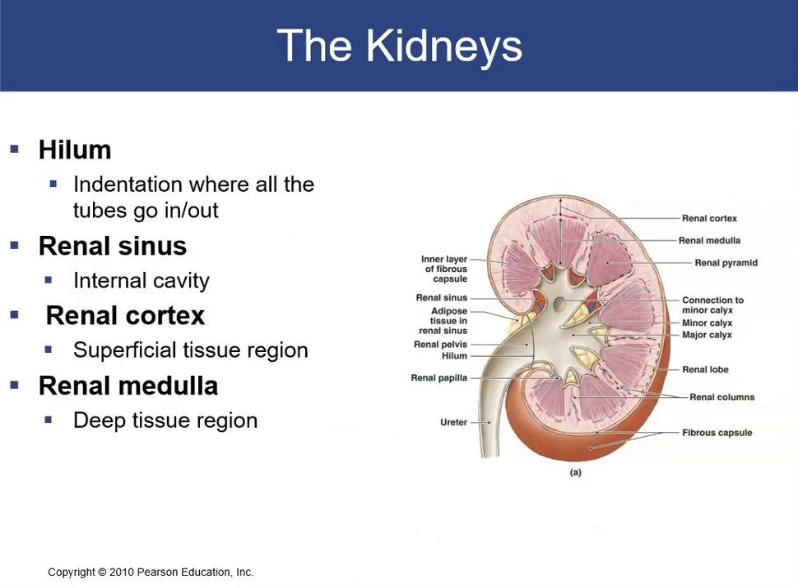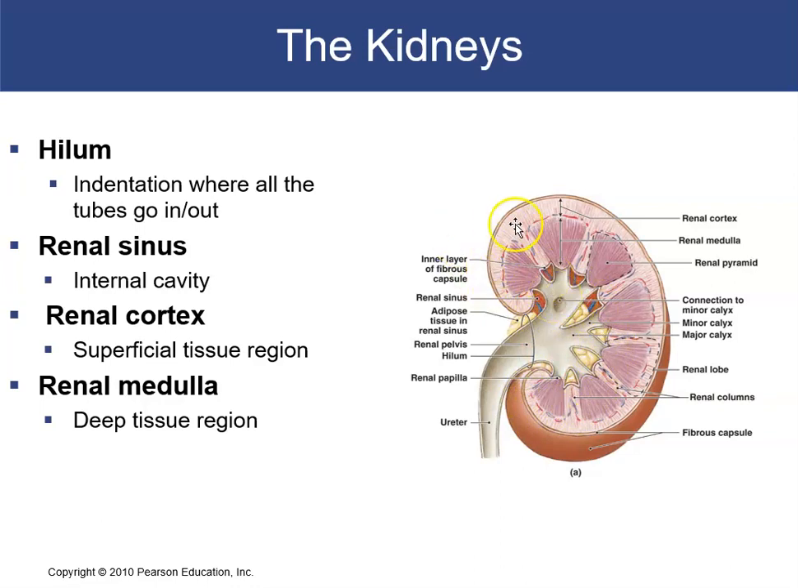Looking at the cross-sectional anatomy, first structure you should notice is this indentation known as a hilum. We have seen this in several organs up to this point. This is a medial indentation where all of the major tubes come and go from the kidney. This includes the renal artery and renal vein, as well as nerves and the ureter itself. The renal sinus is the cavity or the space that is created by the hilum.